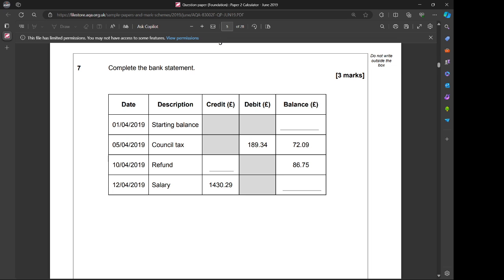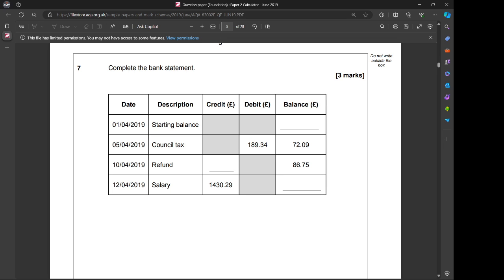First step is to work out the starting balance. So to work out your starting balance, we're going to do 189.34 plus £72.09. Let's double check that quickly in my calculator. 189.34 plus £72.09. We get £261.43 as our starting balance. So that will go there. £261.43. Well done, Aaron, for getting that.